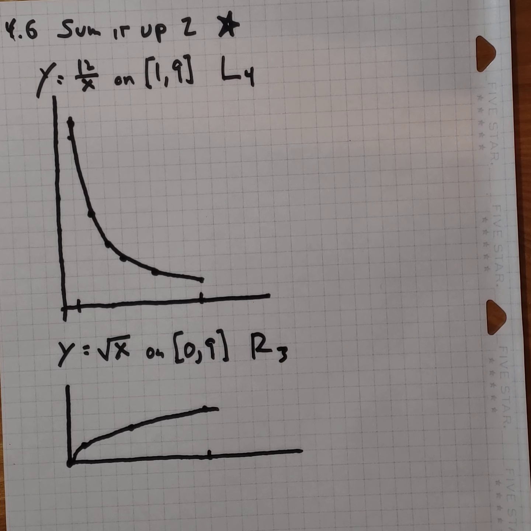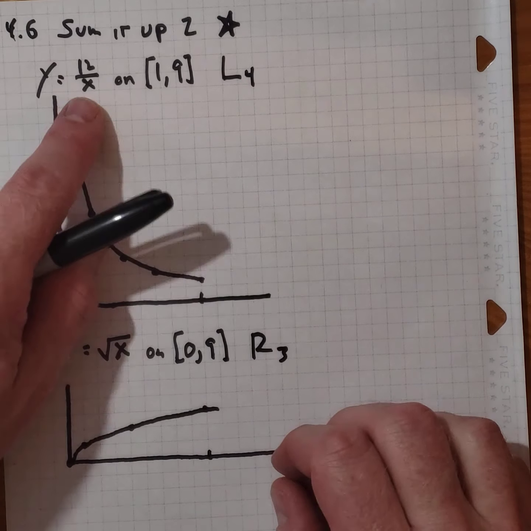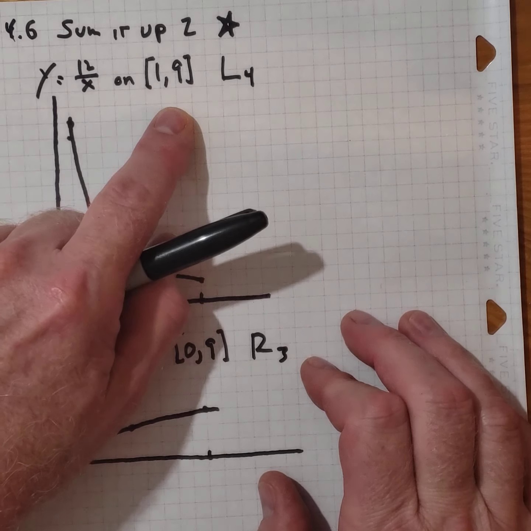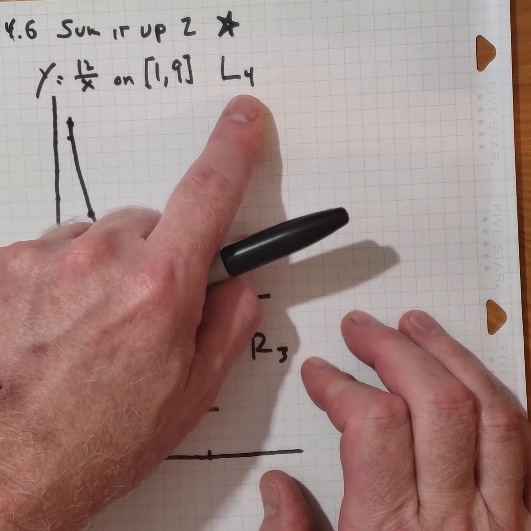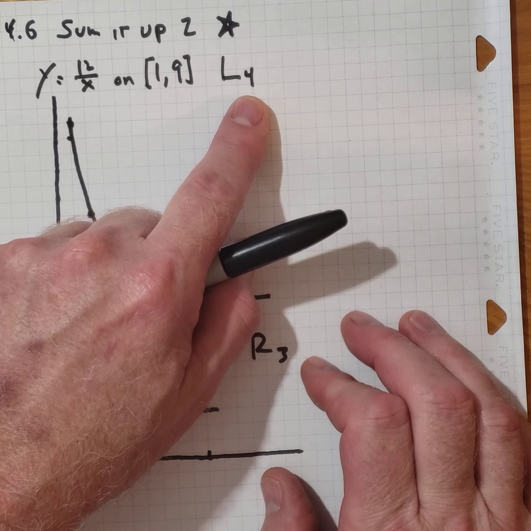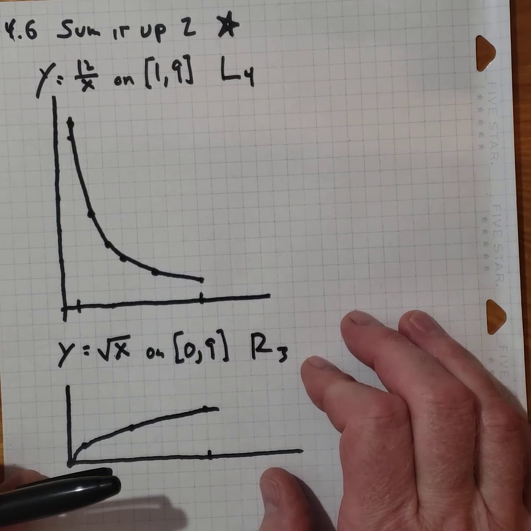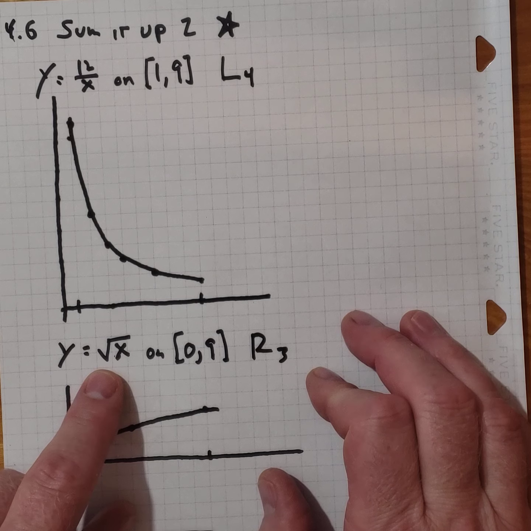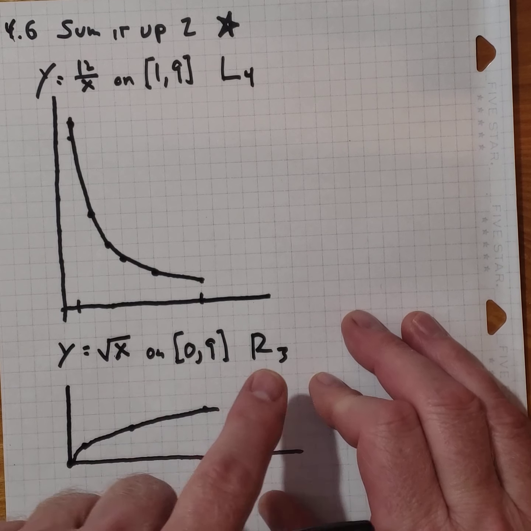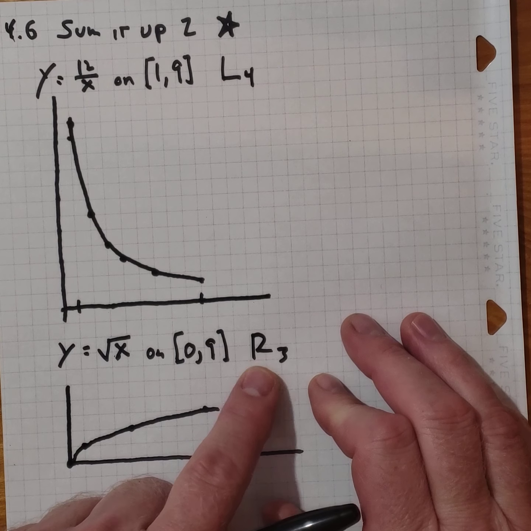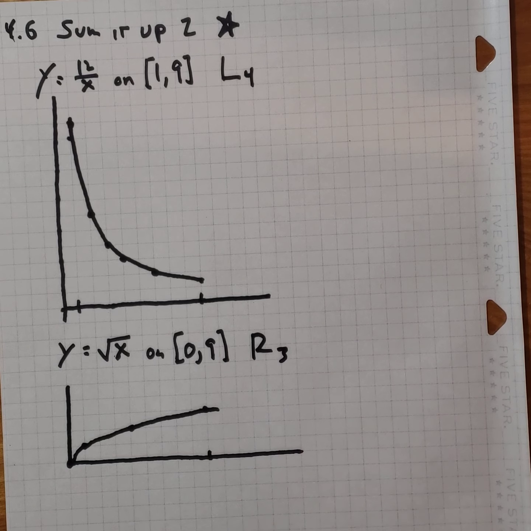We're going to look at two problems here. We're going to find the area under the curve 12 over x on the interval 1 to 9 using 4 rectangles. We talked about the rectangles last time. And L means we're going to use the left endpoints. And then we're going to do square root of x on a different interval. And we're going to do R3, meaning right endpoints with 3 intervals or 3 rectangles.